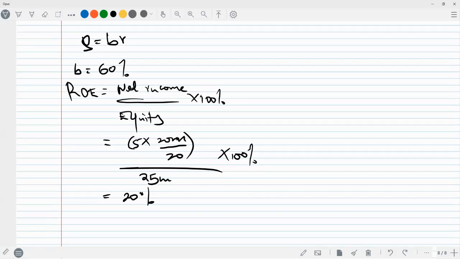Okay, so we have the b, we have the r, therefore g, the growth in dividend, is equal to b, 60%, times 20%, the return on equity, to give us 12% as the annual growth in dividend, based on the Gordon's approximation method. So that's one. Two, the cost of equity.